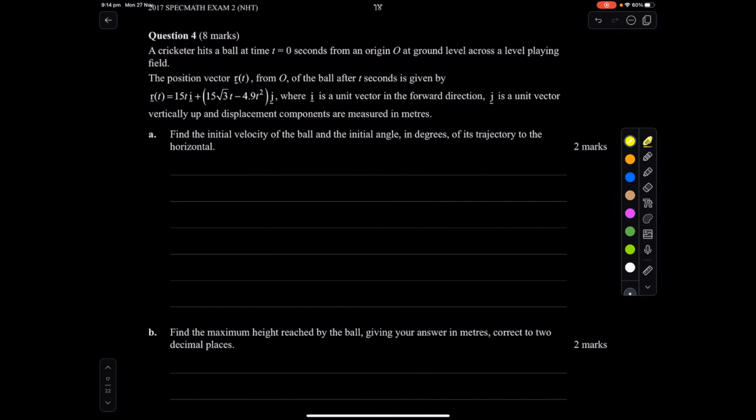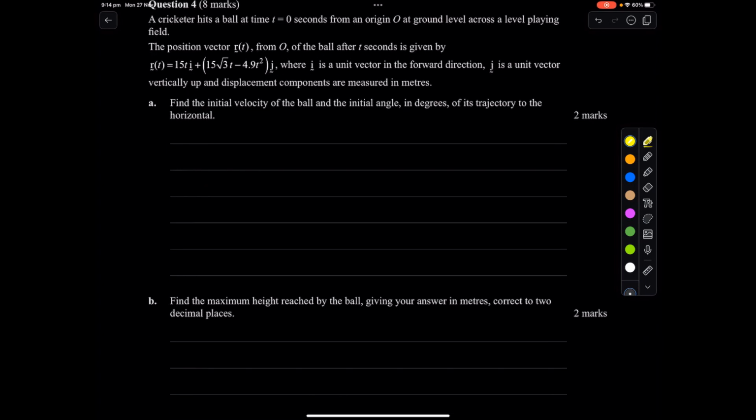Question 4. A cricketer hits a ball at time t equals 0 seconds from the origin at ground level across a level playing field. The position vector r of t from O of the ball after t seconds is given by this, where i is the unit vector in the forward direction and j is in the vertical up direction. Displacements are measured in meters. Find the initial velocity of the ball and the initial angle in degrees of this trajectory to the horizontal.